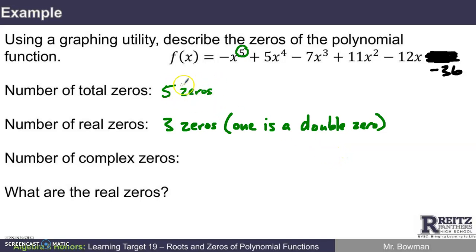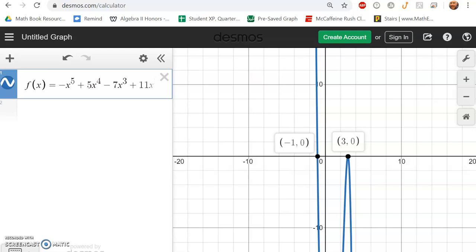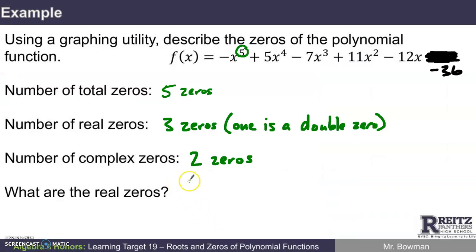So if 5 of them are in total and 3 are real, how many are complex? Well, they're the other 2. These 3 numbers should always jive with one another. If your number of real and complex zeros don't add up to the total number of zeros, something ain't stirring the Kool-Aid, Ace. And what are the real zeros? Well, they're -1 and 3. And if you want to indicate that that was a double zero again, you can.